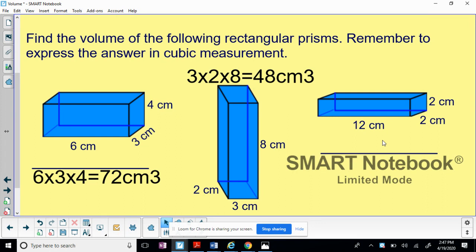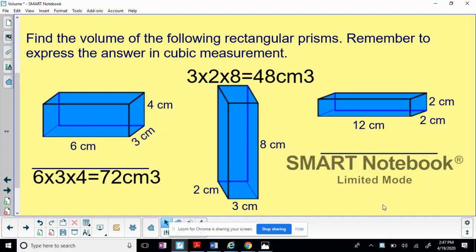Same idea, right, guys? Once you figure out the formula of volume, length times width times height, 12 times 2 is 24. Then 24 times 2. If you wanted to, use a calculator if you're not sure on one of them. 24 times 2 equals 48 centimeters cubed. Same answer, just a different configuration here. So that's a good example as well.